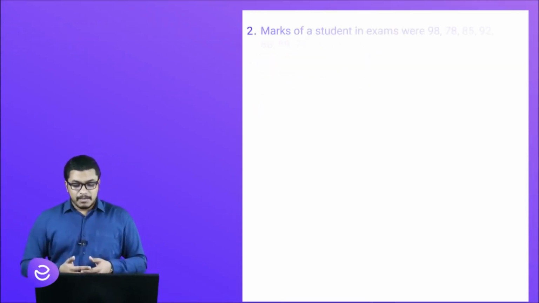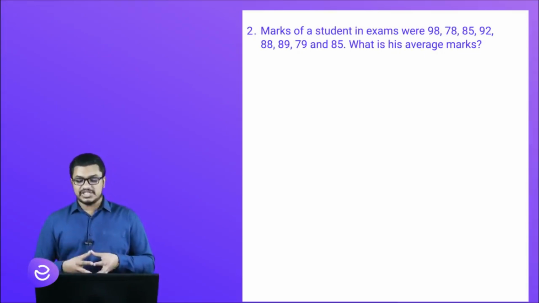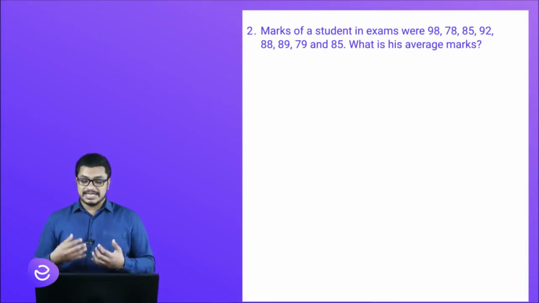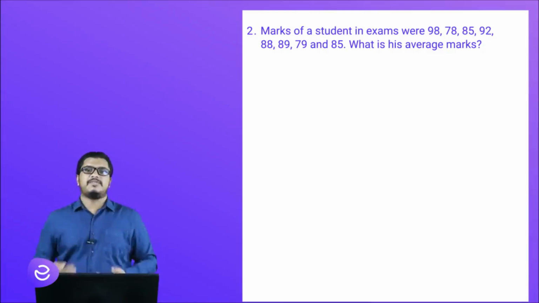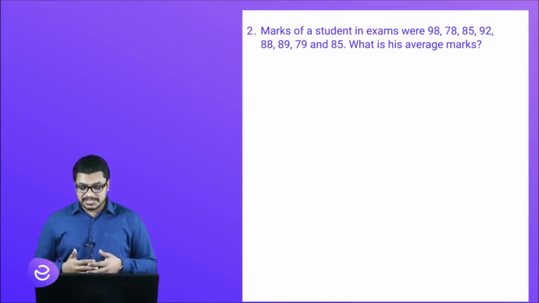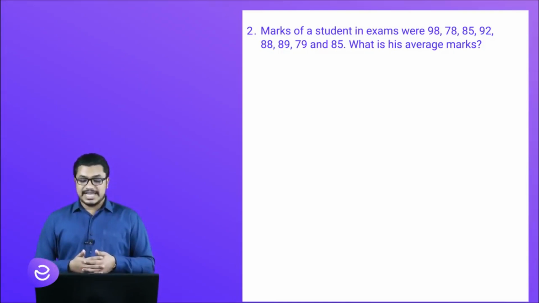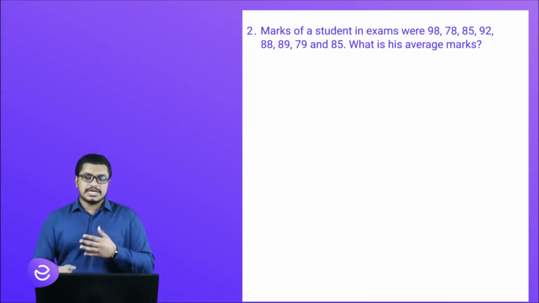Next question: marks of a student in exams were 98, 78, 85, 92, 88, 89, 79 and 85. What is his average mark? So we have a list of marks that was scored by a student. Every mark is above 75, so we can assume that he or she is a studious student. 98, 78, 85, 92, 88, 89, 79 and 85. So those are his or her marks. Now they are telling us to find the average.